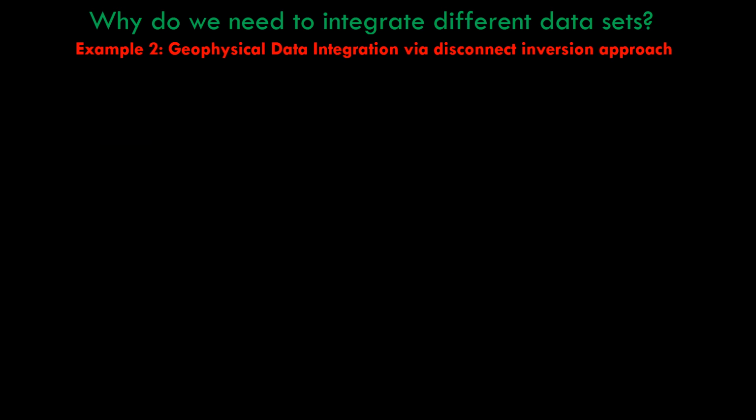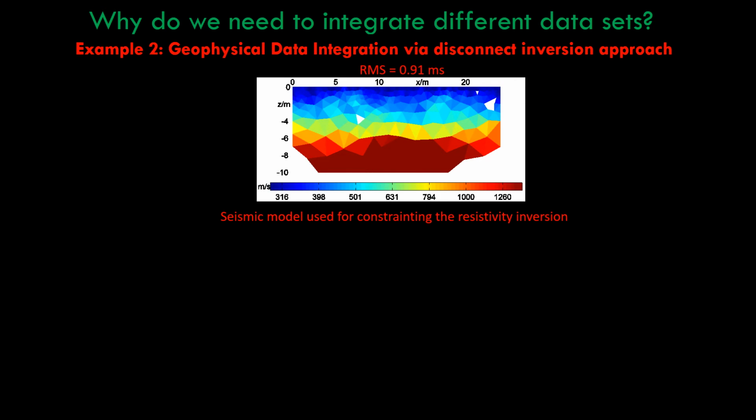Our second example is the geophysical data integration using the disconnect inversion approach. The disconnect inversion is a modification of the classical smoothness constraint inversion to accommodate sharp boundaries. This method requires that the boundary of the target be known a priori, for example, from borehole logs, geological or other geophysical sections.